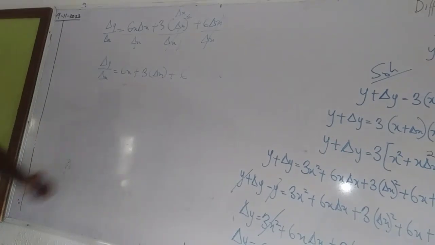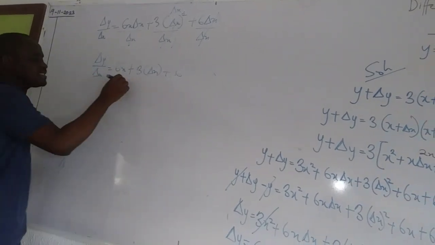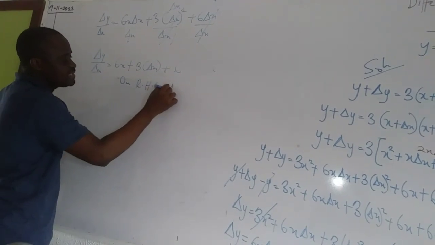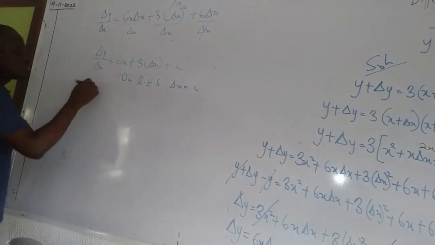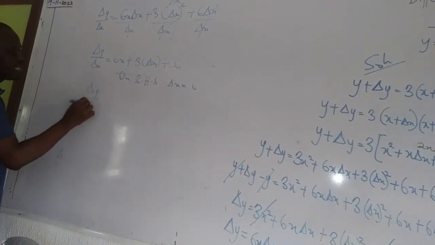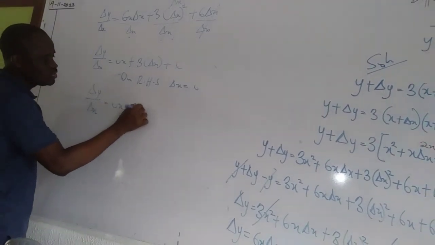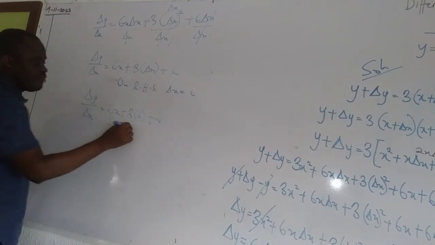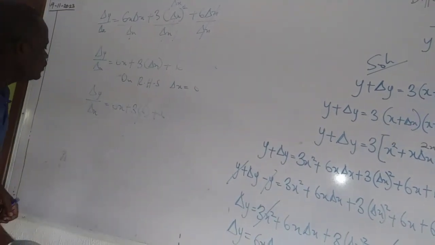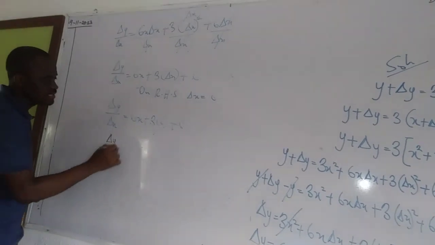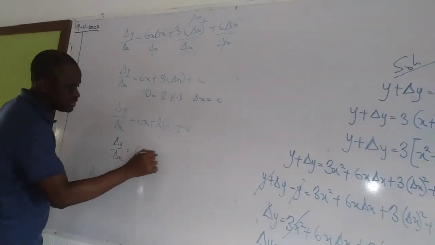Now on the right hand side we have delta x. So delta x on RHS, delta x tends to what? 0. So this delta y over delta x equals 6x plus 3 into 0 plus 6. Of course, this is 0. So this will be what? Delta y over delta x equals 6x plus 6.